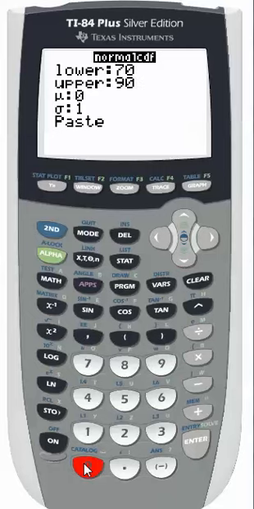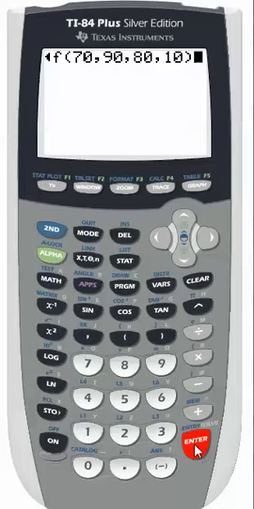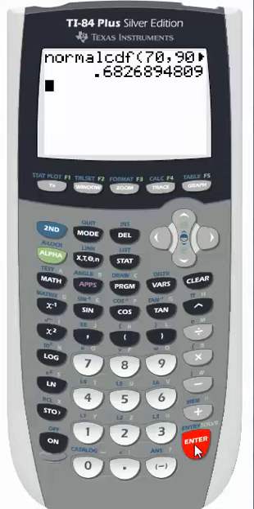Now we know from previous work that that's one standard deviation below the mean and one standard deviation above the mean. The mean is 80 and the standard deviation is 10. So because we want to know what proportion of the data falls within one standard deviation of the mean, we're expecting to be about 68%. And that's right. We get about 68%.